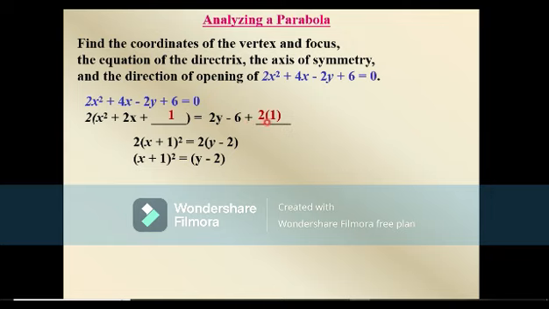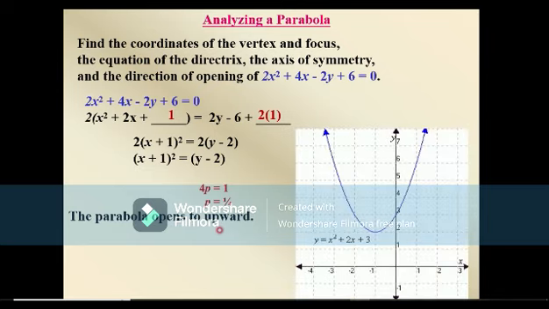Negative 6 plus 2 is negative 4. Then 2y minus 4, the greatest common monomial factor is 2. Then it becomes 2 times (y minus 2). So we will have (x plus 1) quantity squared. Divide both sides by 2. So we have (x plus 1) squared is equal to y minus 2. Then 4p is equal to 1. Consider that there is 1 here. Then p will be equal to 1/4. Then the parabola opens upward because our value of p is positive. Okay, it looks like this one.